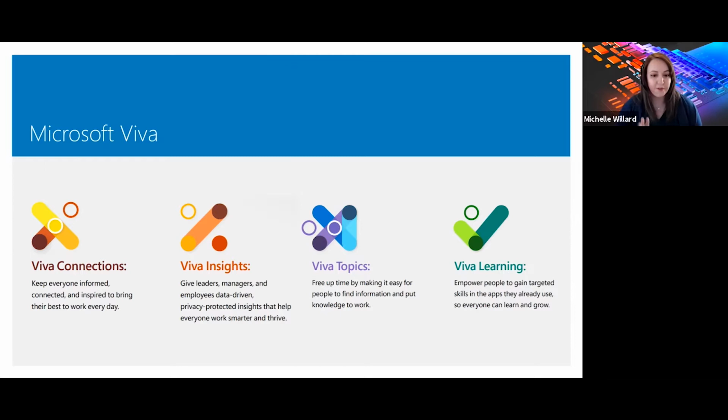So there's a couple that are going to come with your Microsoft 365 subscription that you currently use. So I'm going to call out those, and then some that do have an added cost per user. So you can see right here, we've got Connections, Viva Insights, Viva Topics, and Viva Learning, and we're going to go in that order, and you'll see how they connect. But we'll go through them.